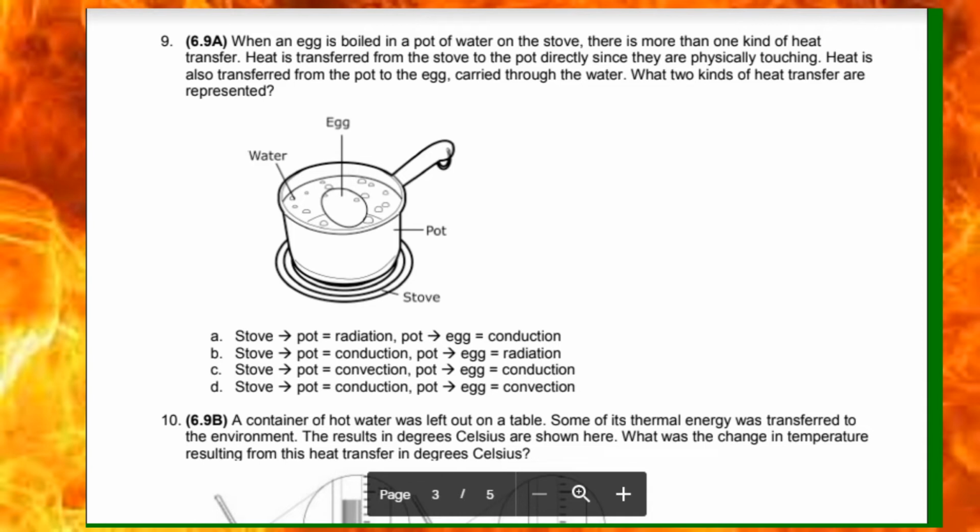Answer choice A, stove to pot is radiation, and pot to egg is conduction. Answer choice B, stove to pot is conduction, pot to egg is radiation. Answer choice C, stove to pot is convection, and pot to egg is conduction. Answer choice D, stove to pot is conduction, pot to egg is convection.